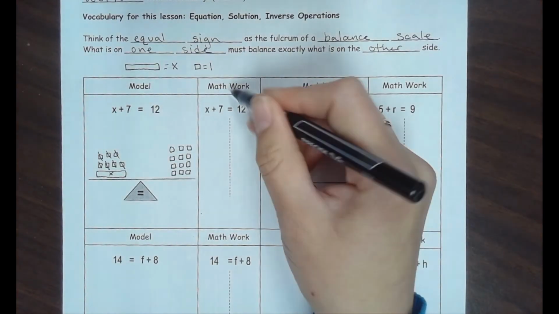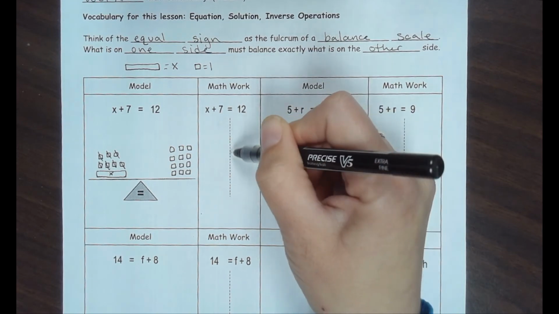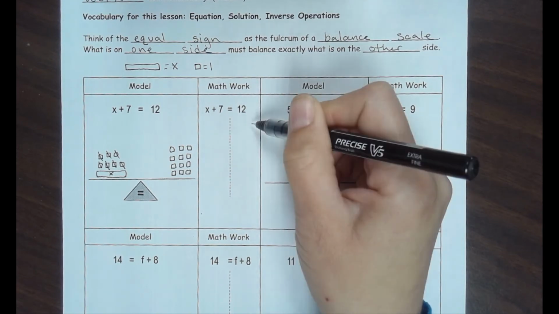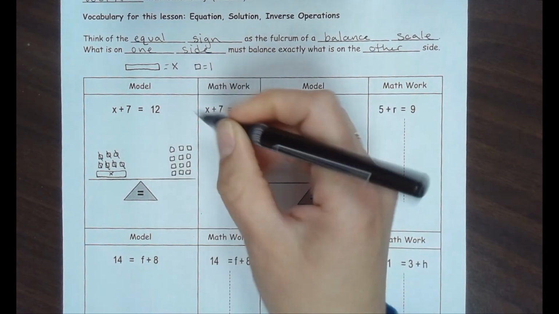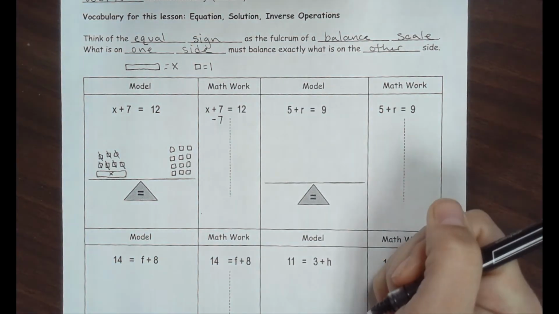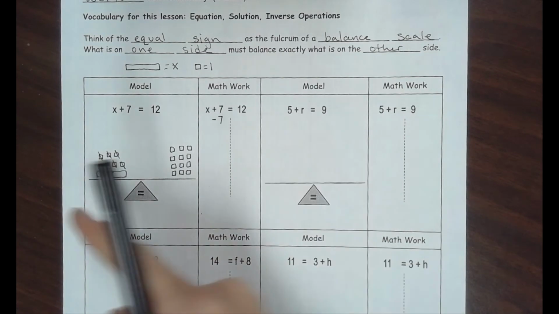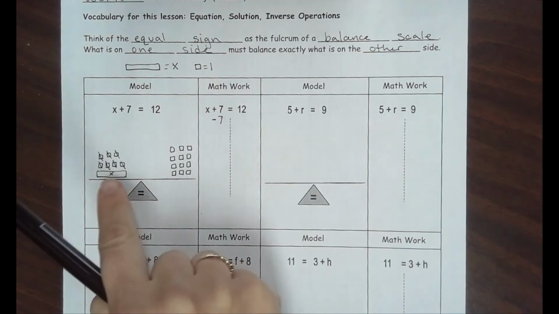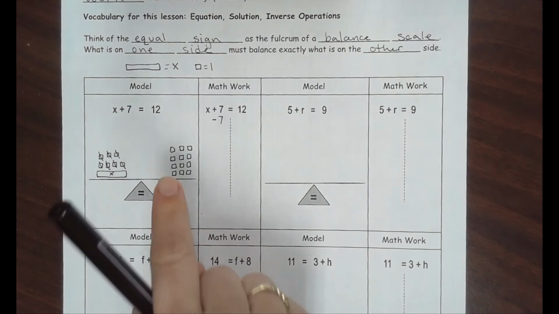Now over here on MathWork, you see how I have my equation written again? Okay, this little dotted line represents each side of the equal sign. What we just did is we subtracted 7 ones. I want you to show that over here. We subtracted 7 ones. Now, if I only took them off that side, then this side's going to be heavier and it's going to go crash to the bottom, right? So to keep it balanced, I have to do the same thing to the other side.